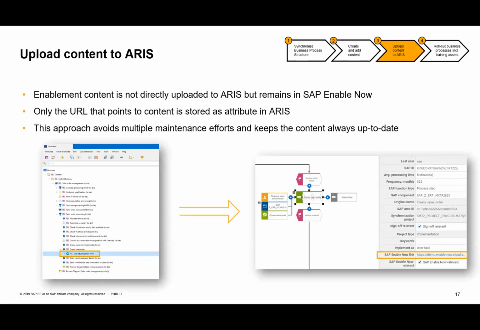So at the end, when all the content has been mapped to the processes in the SAP Enable Now Producer, then finally the content can be exported. But as already mentioned by Julian before, the content physically still remains in the SAP Enable Now world, namely on the SAP Enable Now Manager, but only the links to the published content will be transferred back to ARIS.